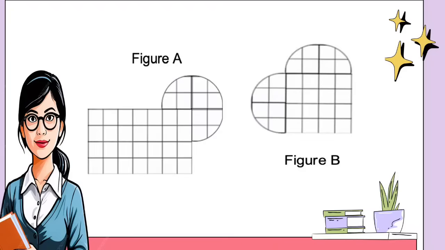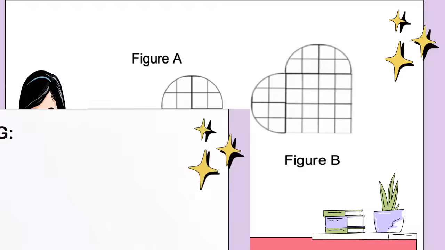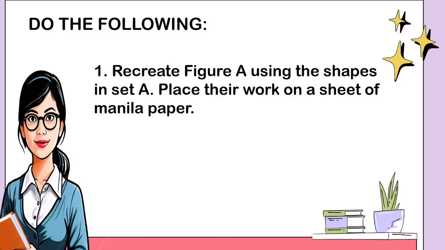Figure A and Figure B were decomposed into several shapes. Now let's have a group activity. Number 1. Recreate Figure A using the shapes in Set A. Place your work on a sheet of Manila paper.